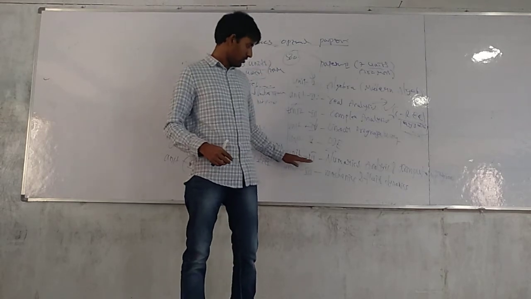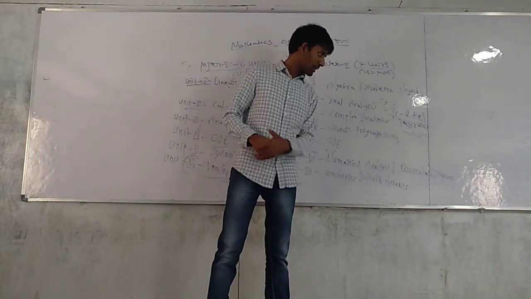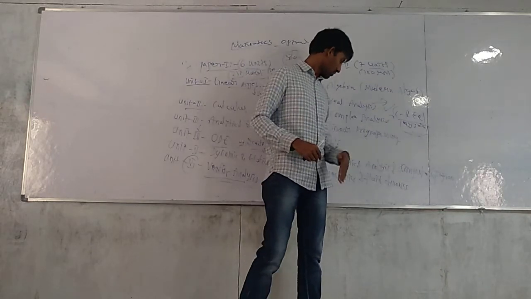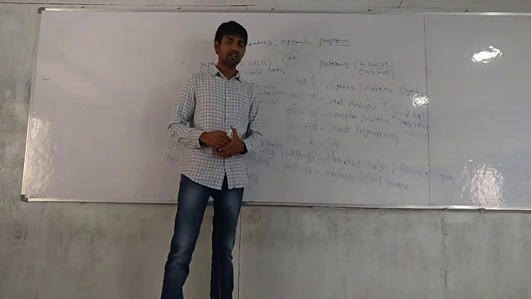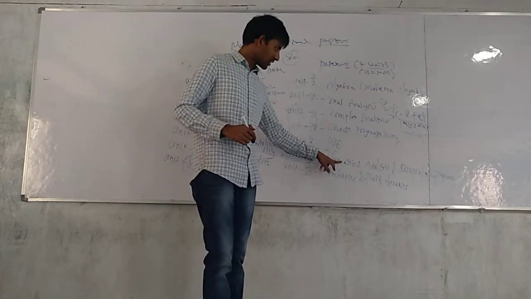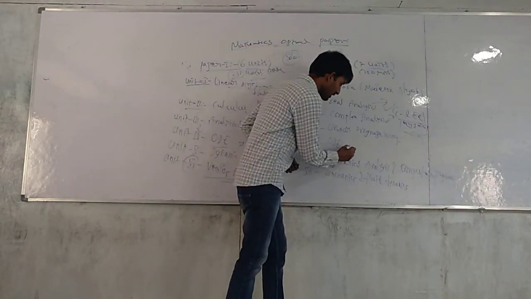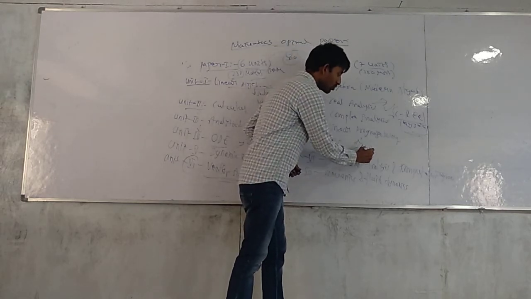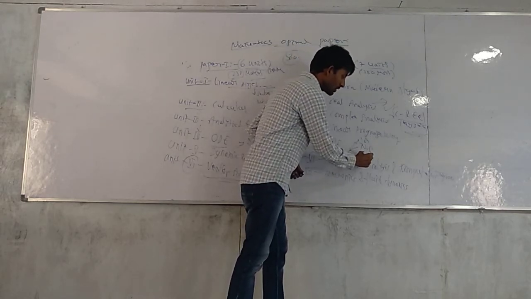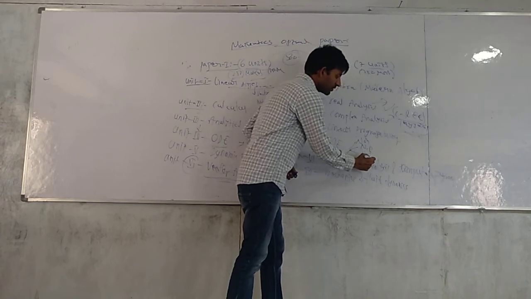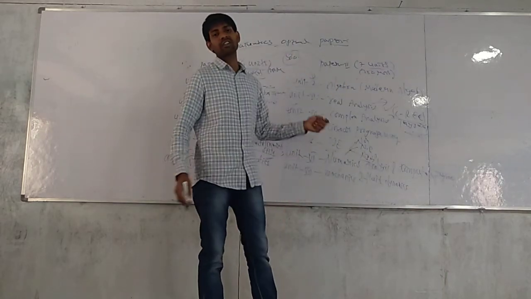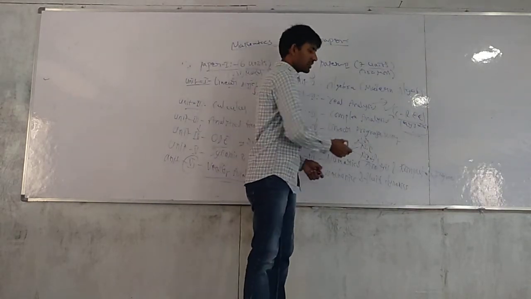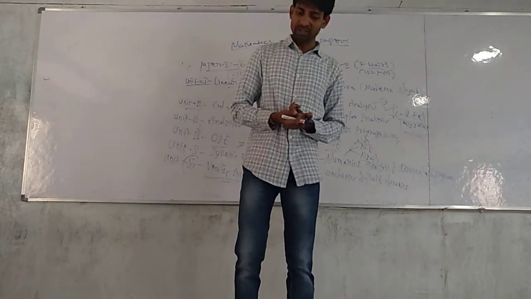The last part is unit 6: numerical analysis and computer programming. So what is numerical analysis? In this, three contents are there. One is numerical methods, numerical integration, and numerical analysis of ordinary differential equations. What are the numerical methods? That means the bisection method, the regula falsi method.